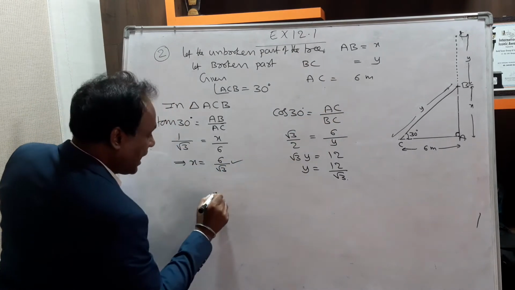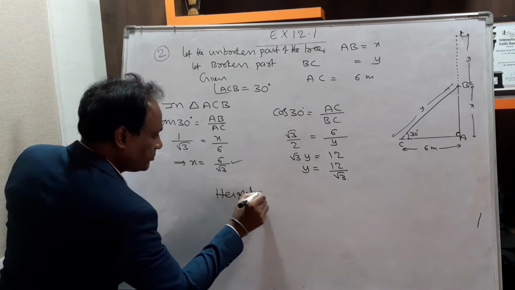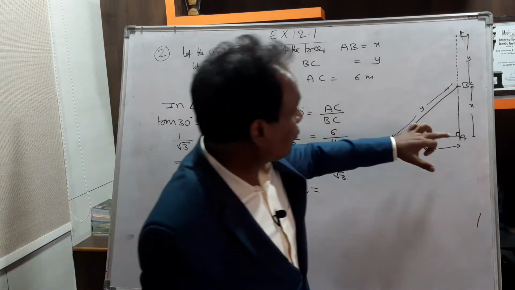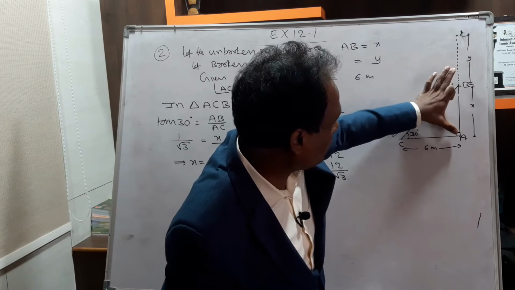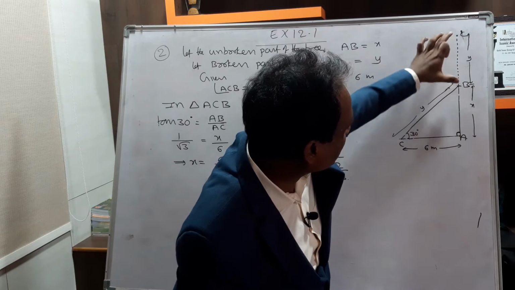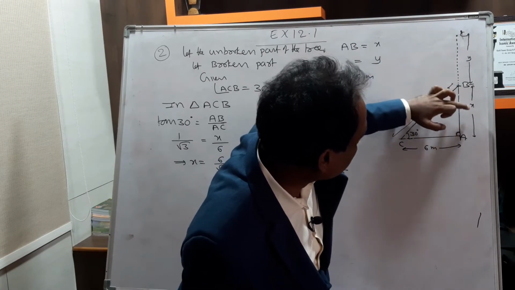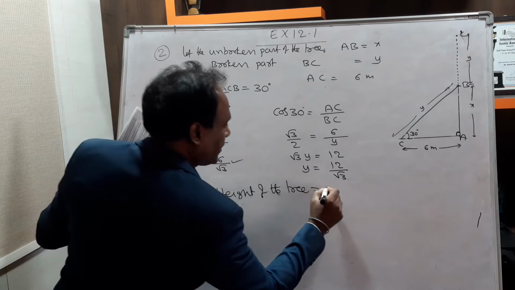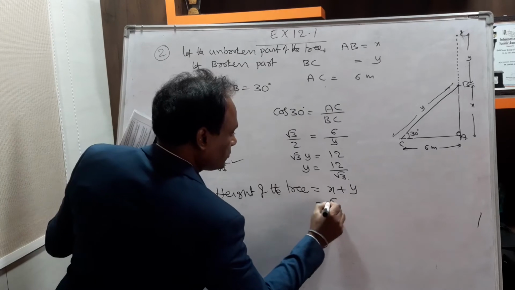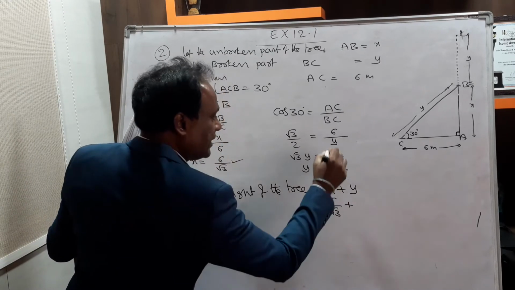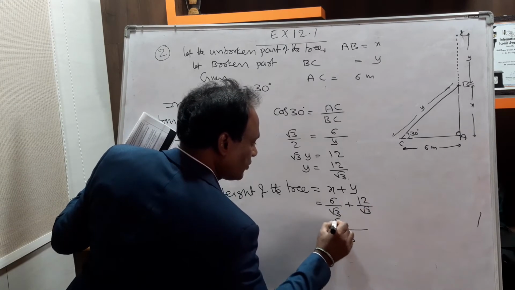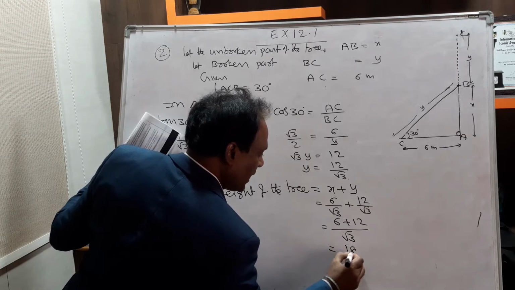Now, the question is the height of the tree. See the diagram, what is the height of the tree? Before breaking, this total was the tree. So this is the unbroken part, this is the broken part. So total height of the tree means x plus y. What is x? 6 by root 3. What is y? 12 by root 3. Root 3 LCM, 6 plus 12, 18 by root 3 is the answer.